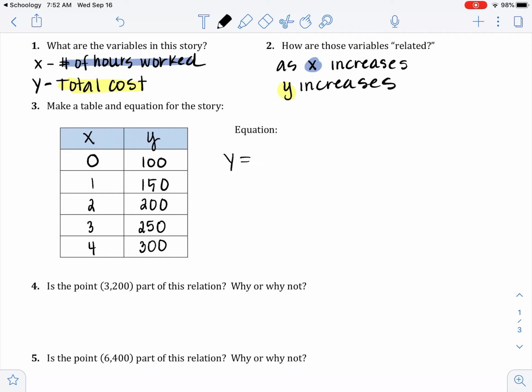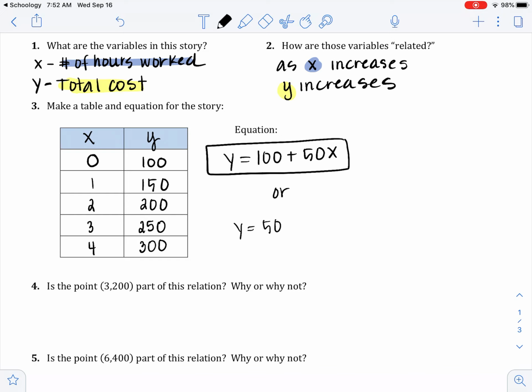All right, so our total cost is, so y equals, we have that $100 of initial money that we owe them plus $50 per hour, so that's 50x. So there's your equation, okay? Please also realize that that's the same thing as y equals 50x plus 100, so $50 per hour plus $100. Either one of these is fine. You do not have to have both.